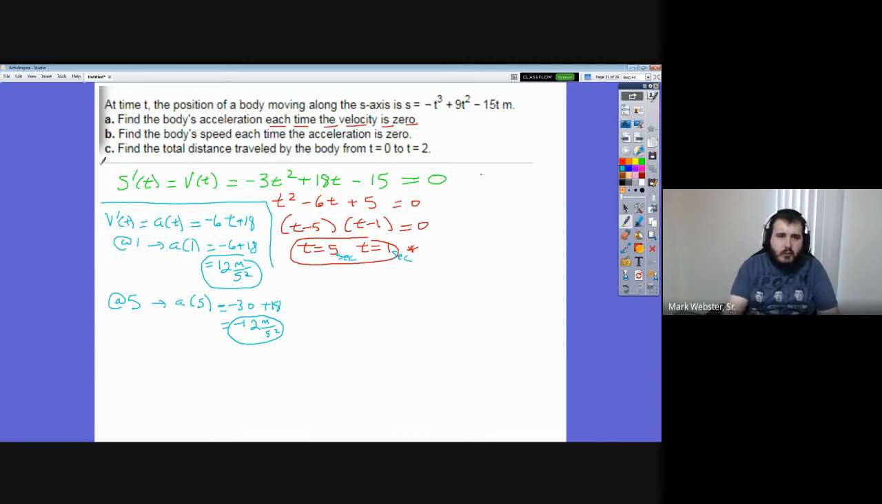All right, so there's part A. So it says find the body's acceleration each time the velocity is zero. All we did is we went through and we found, when is the velocity zero? These spots. Now that we did that, go back. What's the acceleration at those spots? Well, at the first spot, it's this. At the second spot, it's this. Okay.